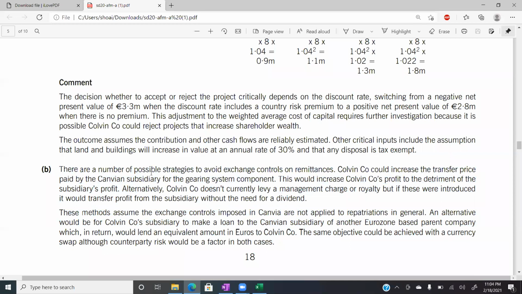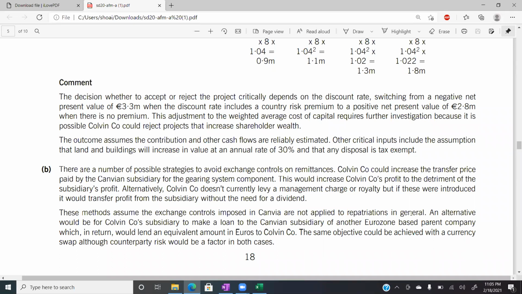Let's read it. There are a number of possible strategies to avoid exchange control on remittance. Colvin Company could increase the transfer price paid by the Canvian subsidiary for the gearing system. Obviously, we have discussed that. This would increase Colvin Company profit to the detriment of the subsidiary profit. Alternatively, Colvin Company does not currently levy a management charge or royalty, but if these were introduced, it would transfer profit from the subsidiary. These methods assume that exchange controls imposed in Canvia are not applied to repatriation in general.